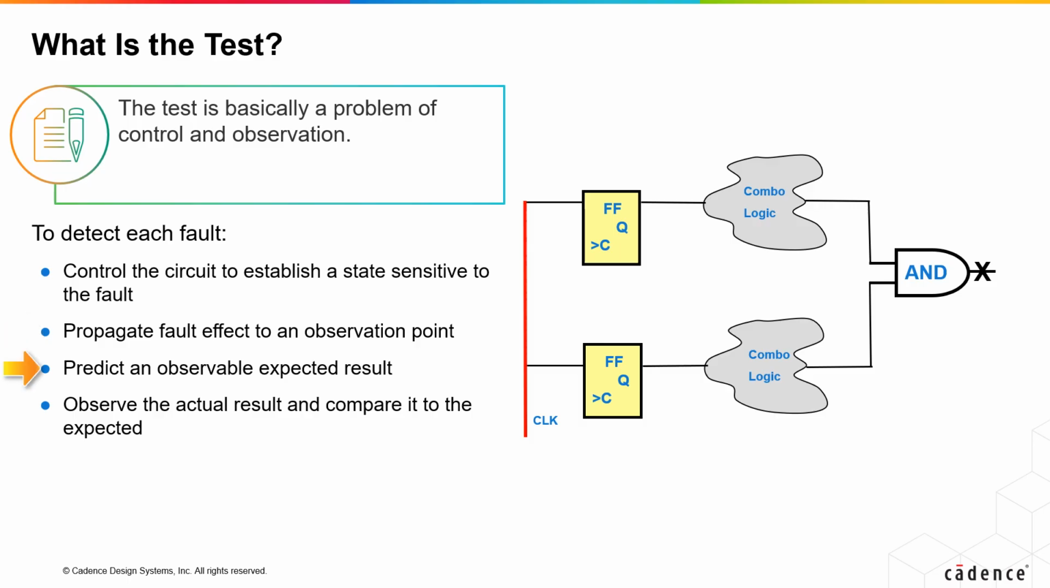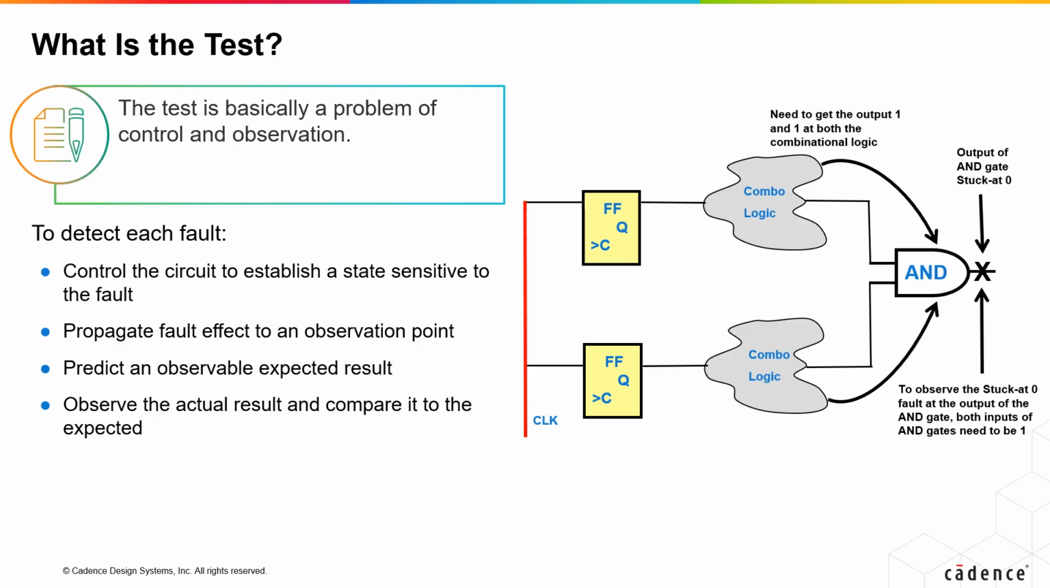Sensitive to the fault means that the circuit will produce different responses depending on whether the fault is present or not. We then compare the observed response to the predicted value. In this given example, the AND gate's output is stuck at 0. To observe this effect, both inputs of the AND gate should be at logic 1, and to make that condition we need the output of both the combinational blocks to be 1. To make this happen, we will have to control the flops to get the required value at the input of the combinational blocks. This is how test is a problem of control and observation.